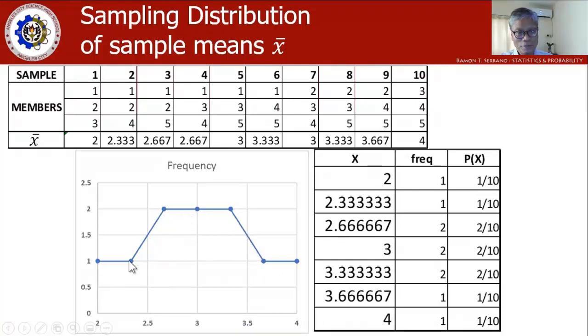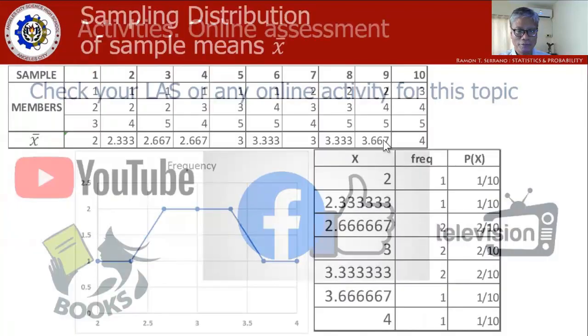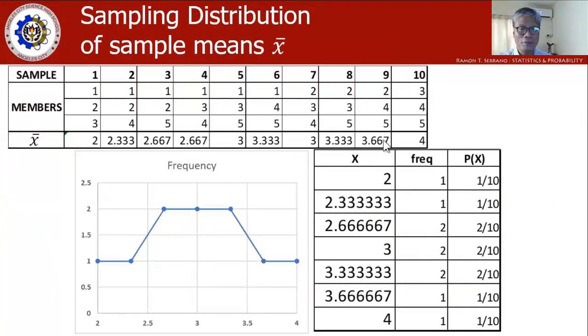So if you look at it, it forms a normal curve, although it's not smooth. But if I look at the mean or the average of all the averages, you have 2, 2.33, 2.67, 3, 3.33, etc., and you have the frequency here. So you have all the probabilities. If you take a look at it, you'll end up with an average of 3, which is also the center here.